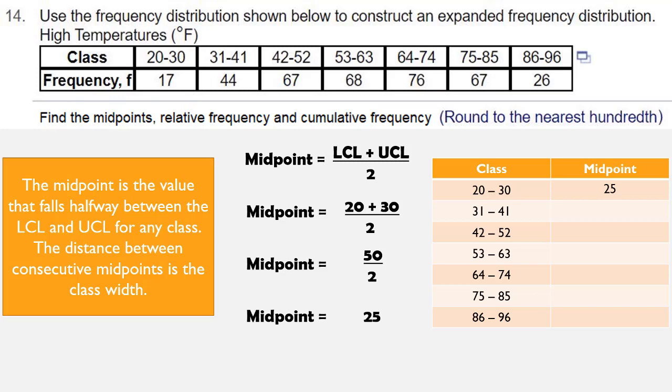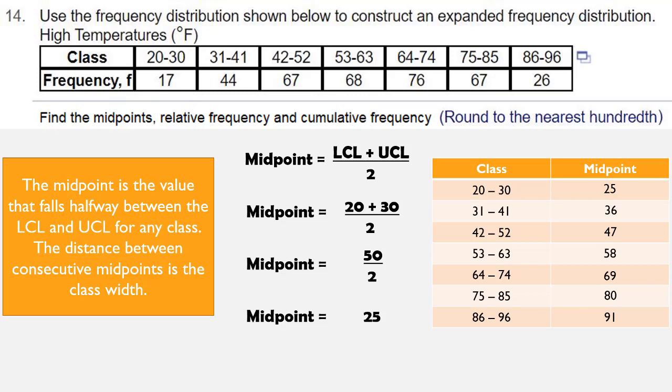Now remember, the distance between consecutive midpoints is the class width. We just found out that the class width was 11, so if we add 11 to 25, we get 36. Add 11 again, we get 47, then 58, then 69, then 80, then 91. So those are our midpoints.